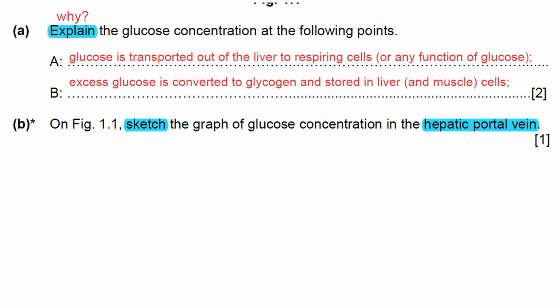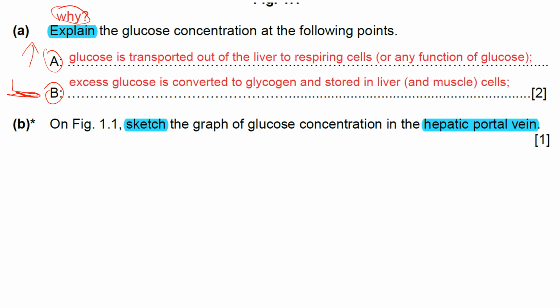So the first question is to explain the glucose concentration at the following points, A and B. The question is not to state, the question is not to describe, the question is to ask why the glucose concentration in A increases if you refer to the diagram, and why the glucose concentration goes back to normal. So the reason why is not because of anything.